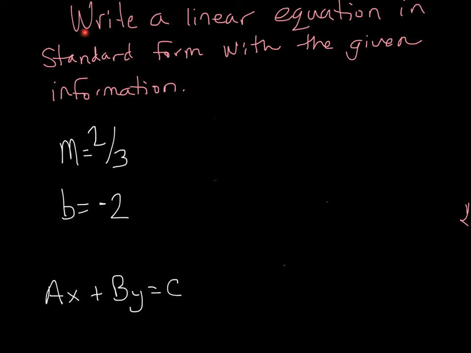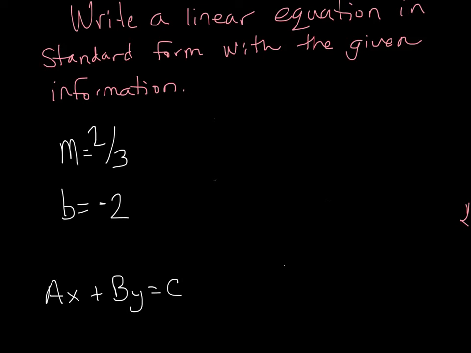Here's our first example. It says, write a linear equation in standard form with the given information. The slope m is 2/3, and the y-intercept is -2. If you remember from the last slide, and this is something I might expect to see in your journal as you're taking notes, standard form is ax plus by equals c. In your journal, if you haven't done so already, you might want to rewind. You do need all the different forms.